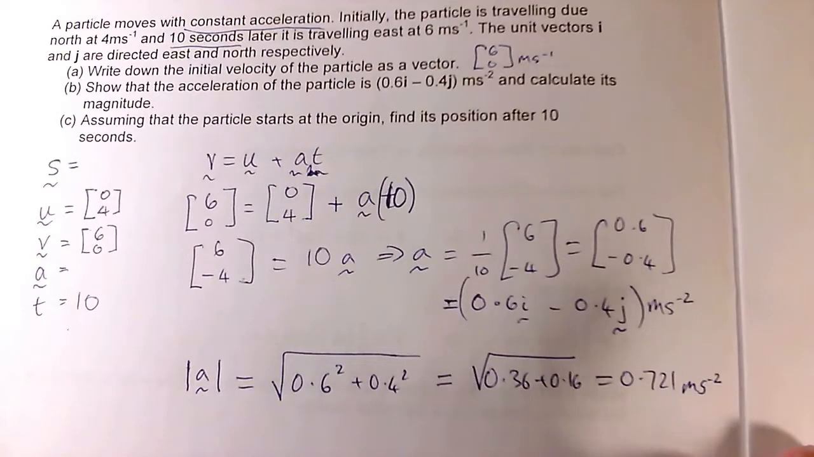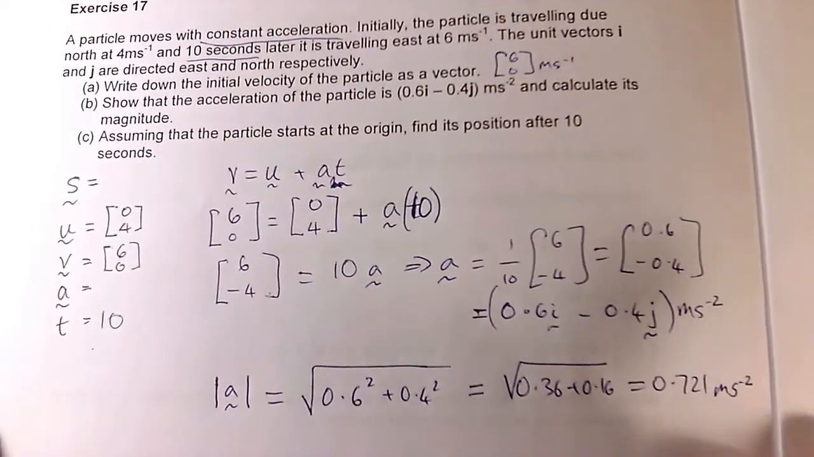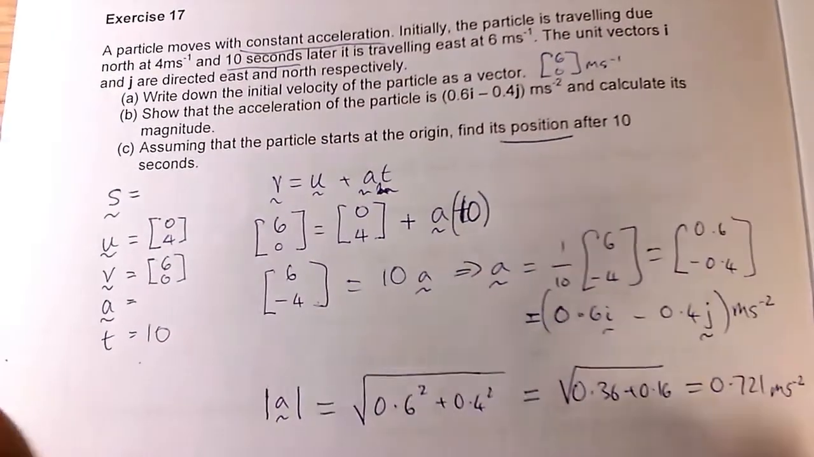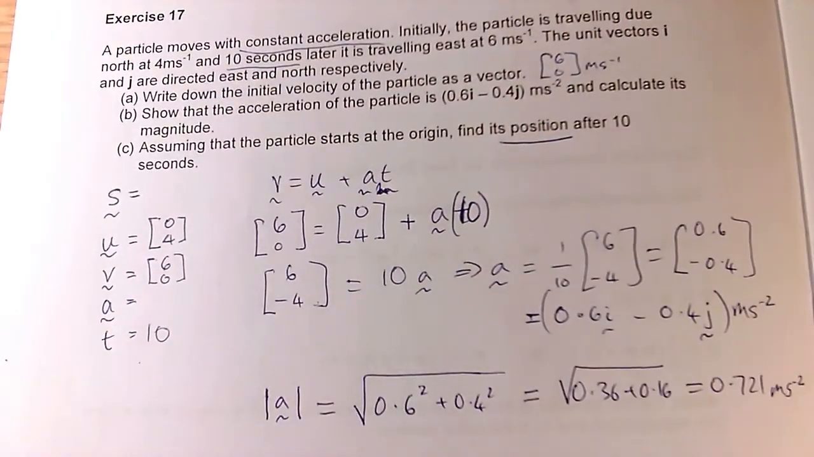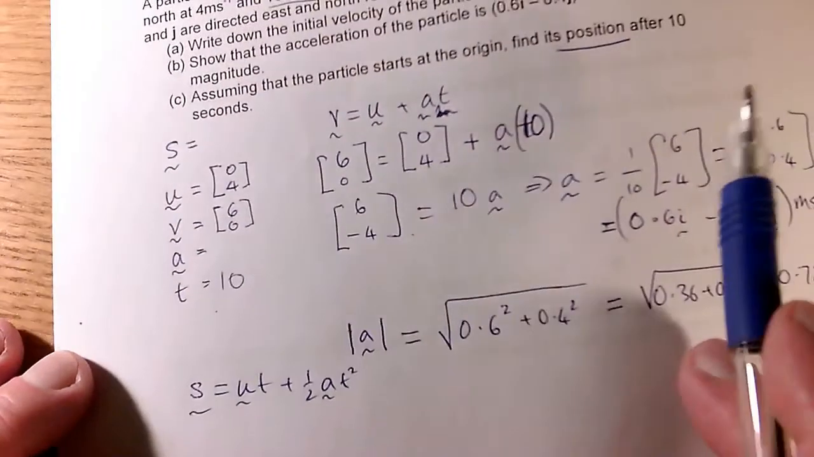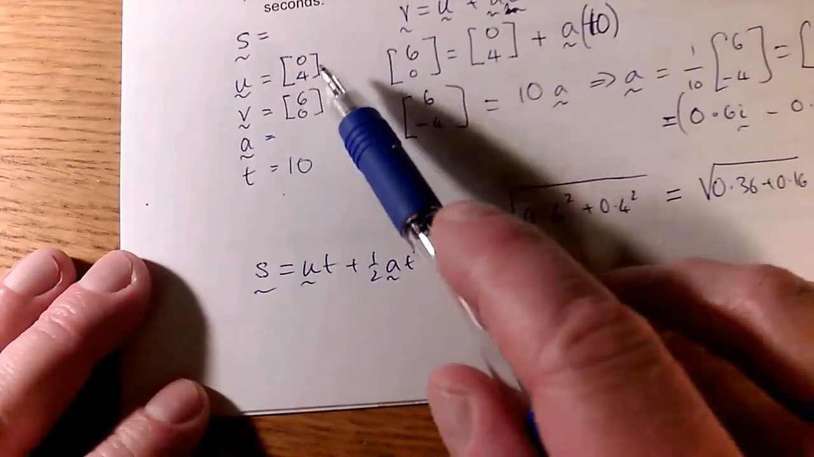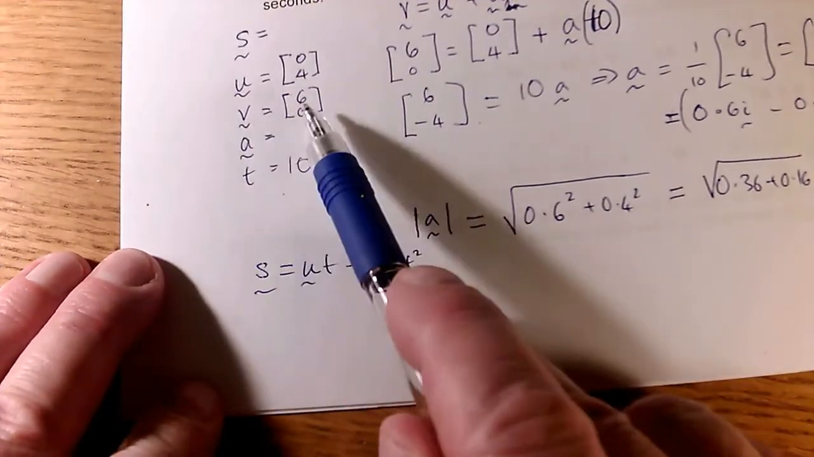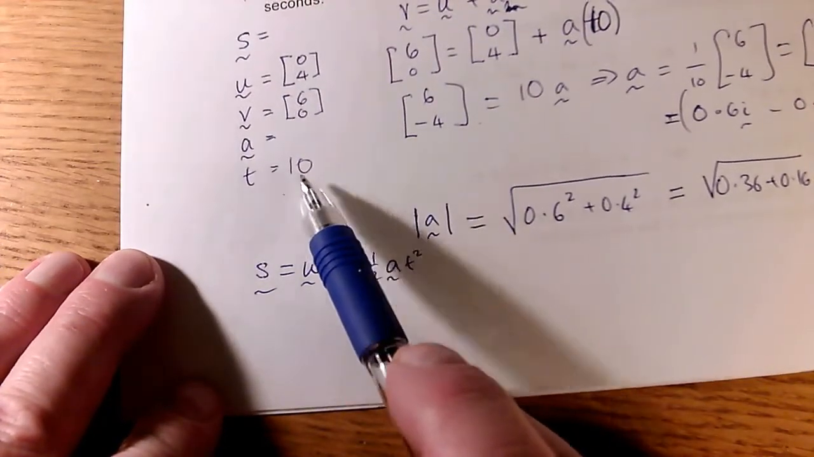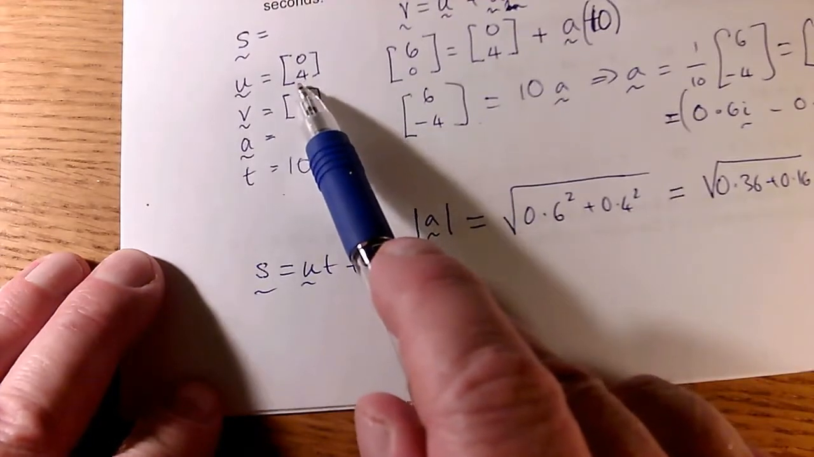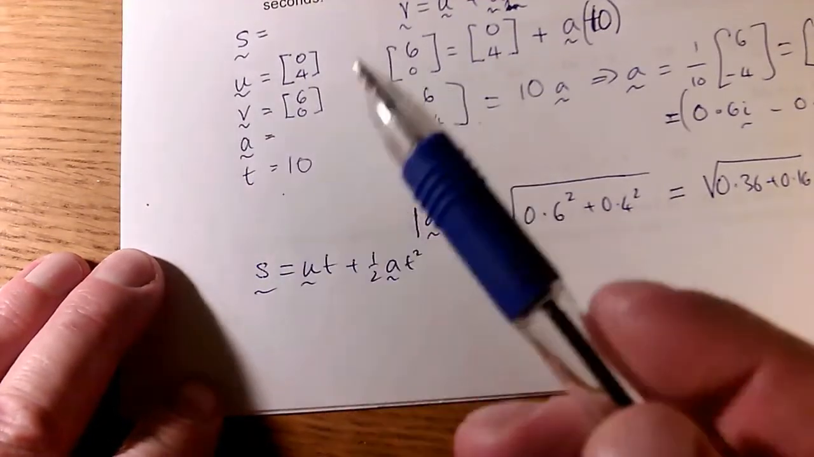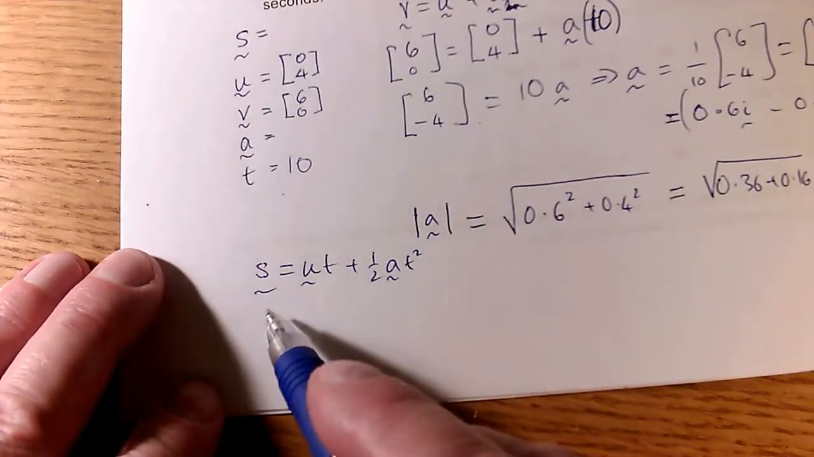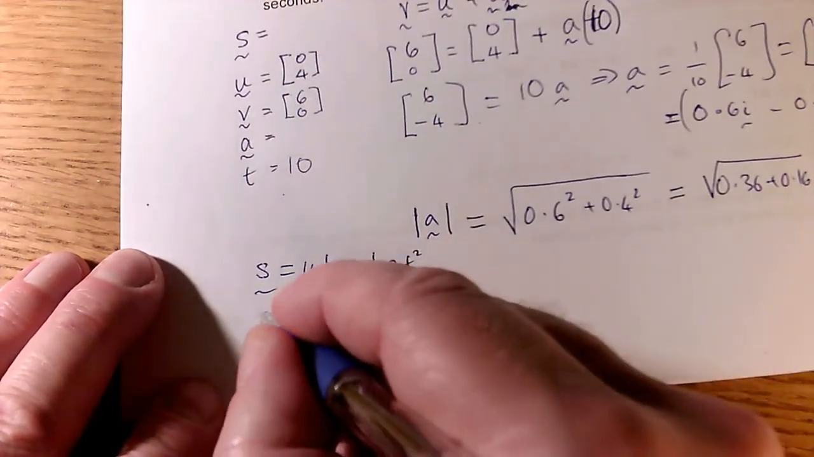Assuming the particle starts at the origin, find its position after 10 seconds. So I'm interested in its position. The one I haven't done yet is s, so I'm going to use s equals ut plus half at squared. And it's still saying 10 seconds. So the SUVAT that I've set up with a t of 10, and this is all valid. I'm not going to need that v anymore, but I'm going to use t equals 10, and obviously u never changes. The v would have been correct, because I'm still dealing with the same 10 seconds as I had before.